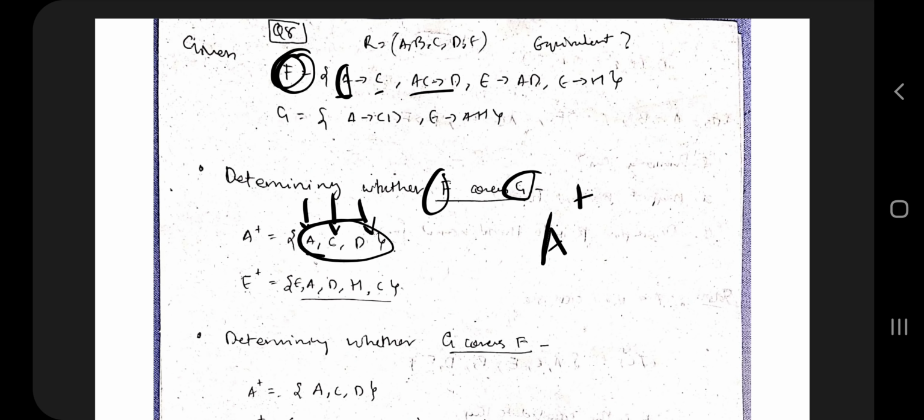So in F, we are starting from F covers G, so we'll be writing F here first. F goes to A, goes to C. You got A here. What is the closure of A? A's closure is A goes to A, goes to C, and AC goes to D. That's all. So I have written three things here.